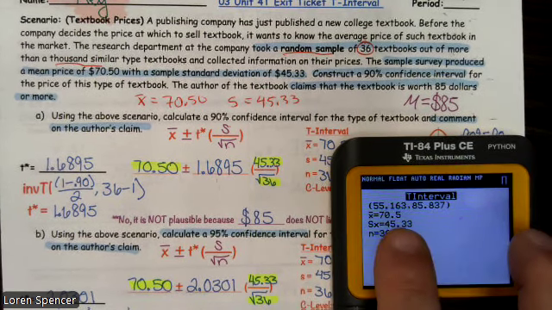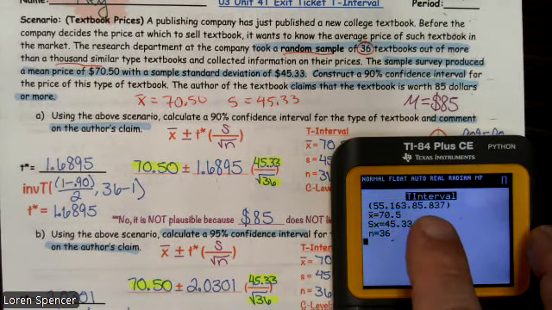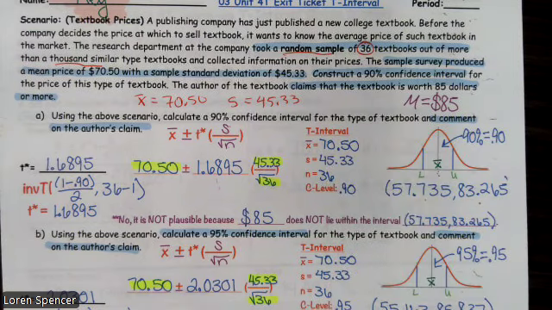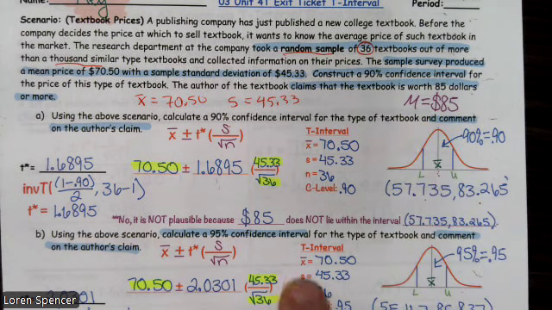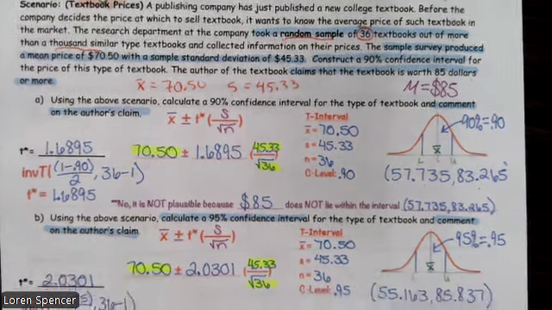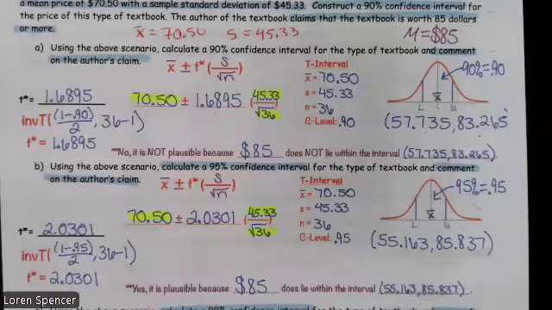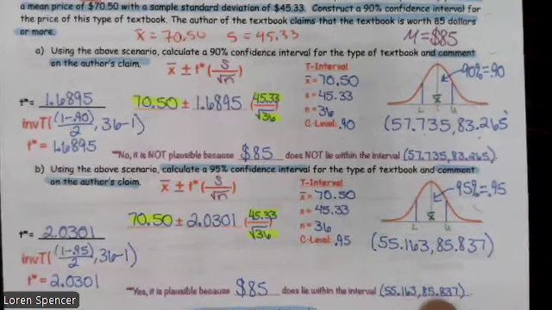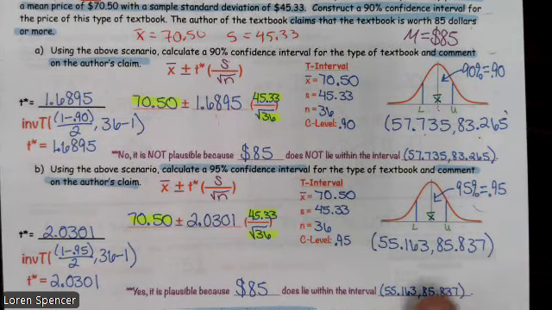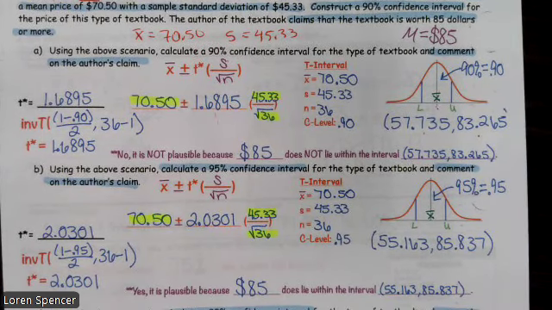And I get 55.163 to 85.837. Now, he claimed that it was $85. Is this a reasonable claim? And the answer is, yeah, it's reasonable because $85, although it barely fits in there, it looks like it goes up to about $85.84. So $85 definitely is in the interval, and because 85 is in the interval, the author's claim is plausible. So at 95%, we can't say that the author is wrong.